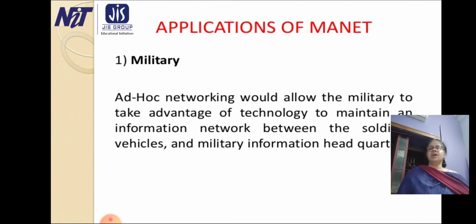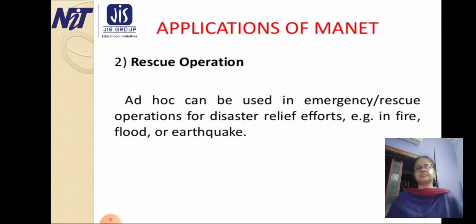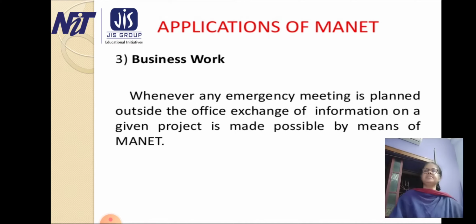Applications of MANET. Military. Ad hoc networking would allow the military to take advantage of technology to maintain an information network between the soldiers, vehicles, and military information headquarters. Rescue operation. Ad hoc networks can be used in emergencies or for rescue operations for disaster relief efforts, for example in fire, flood or earthquake.